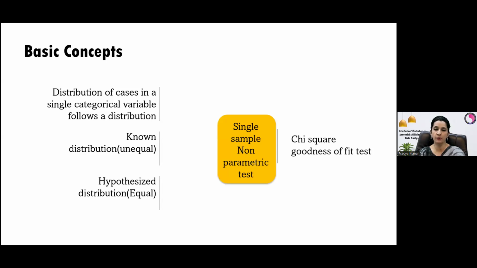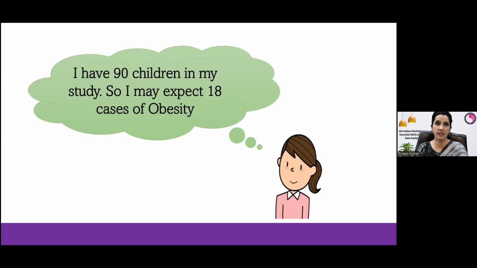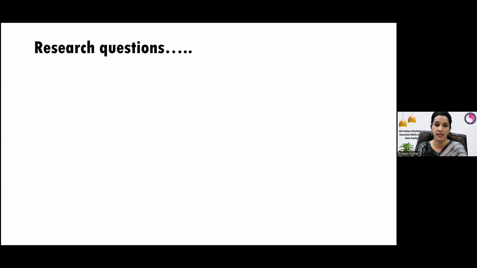Through this chi-square goodness of fit, we check for this single sample, and again it is a non-parametric test like all other chi-square tests. For example, if I know that the prevalence of obesity in Indian children is 5%, I expect that 18 out of 90 children will be cases of obesity. If that is not the case, but there are 25 cases of obesity in my sample, this number is significantly higher than the expected.